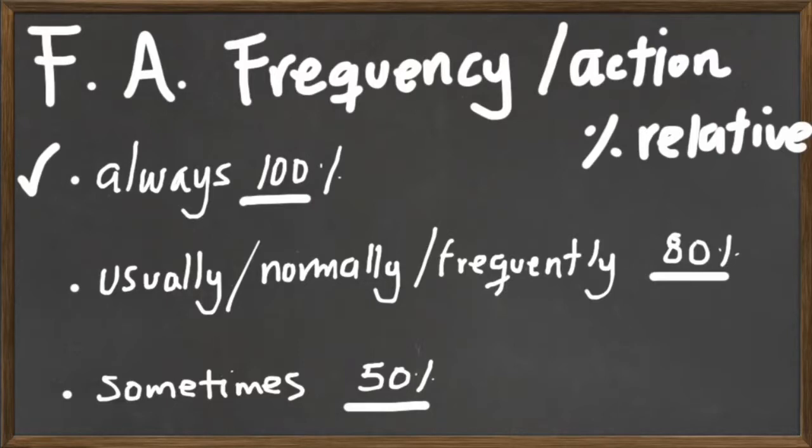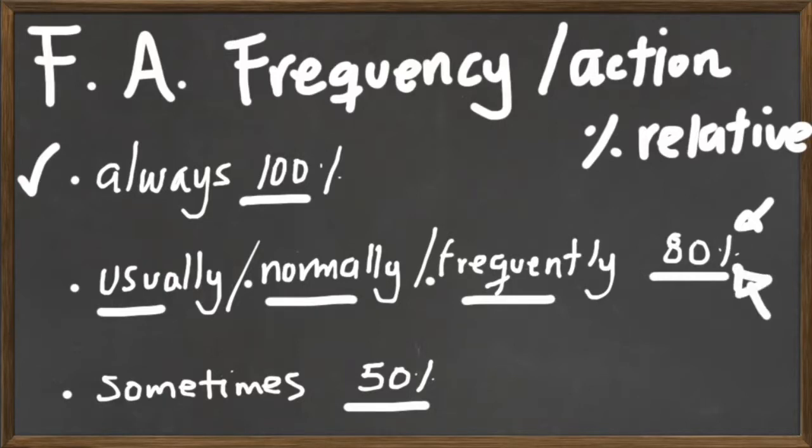Okay, we have always, always, always. This indicates that I do this action all the time, 100% of the times. And the second one, we have three that indicate 80%, which are usually, normally, or frequently. These indicate a percentage of 80%, maybe 70%, 90% perhaps.